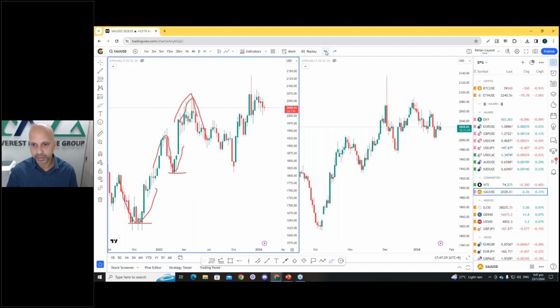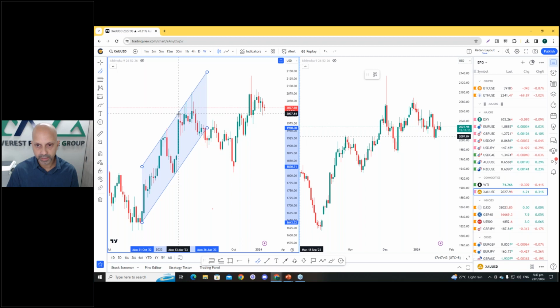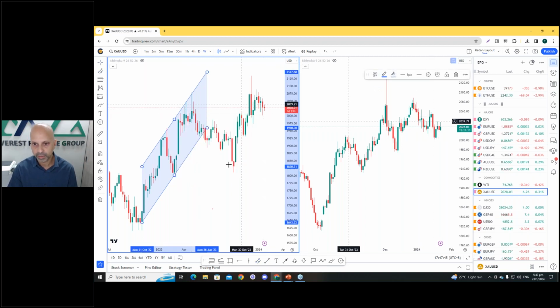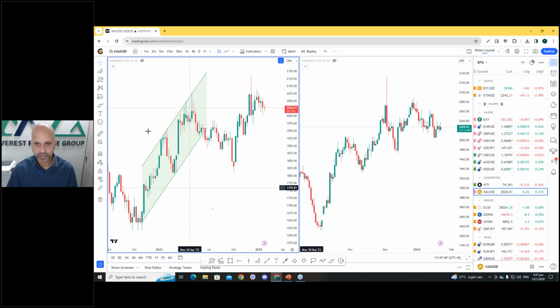Then when we look across, in terms of resistances, we can also see that in the past this was a pretty decent bullish channel, right? When I look at it, this is a bullish channel. So on a weekly time frame, we can identify that.